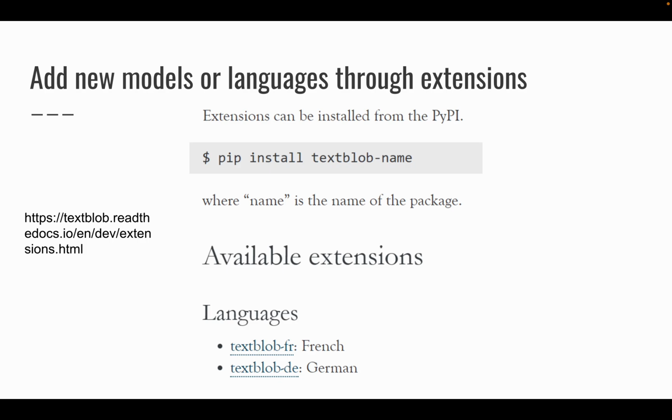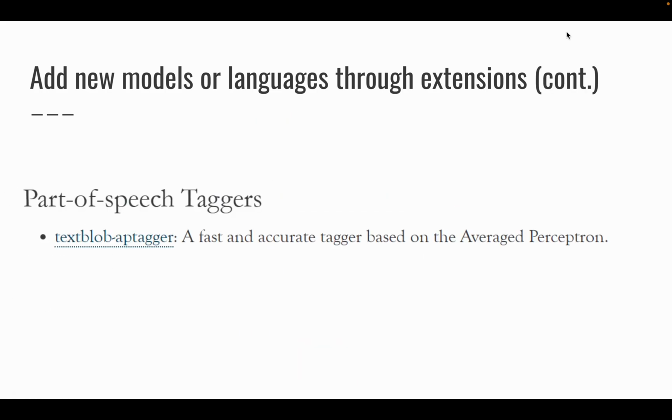You can also add new models or languages through extensions, and you can do that by saying pip install TextBlob-name, where name is the name of the package you want. So here are just some examples. You have a couple of language extensions you could add if you want to work in French or German. And here's a link if you want to go there. And you can also get a part of speech tagger extension if you'd like.